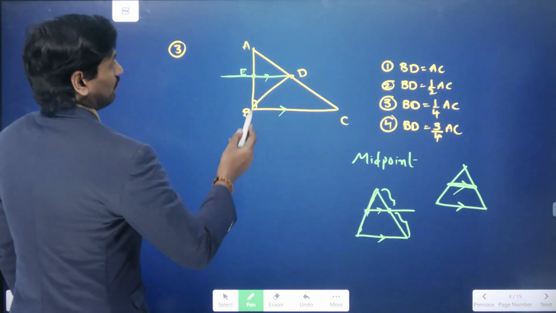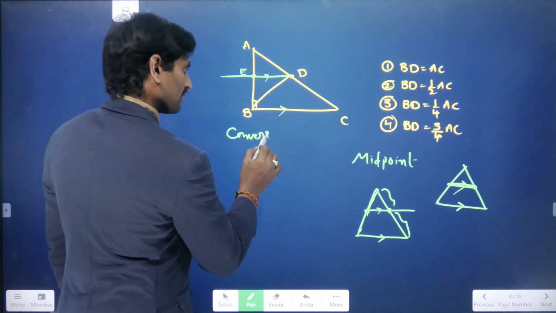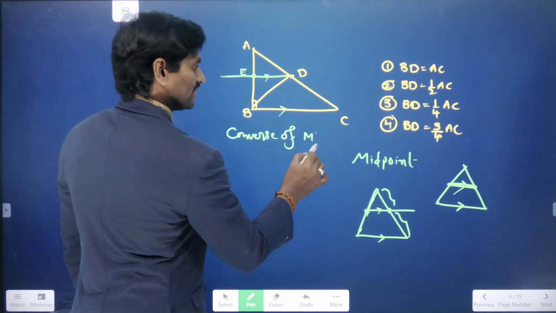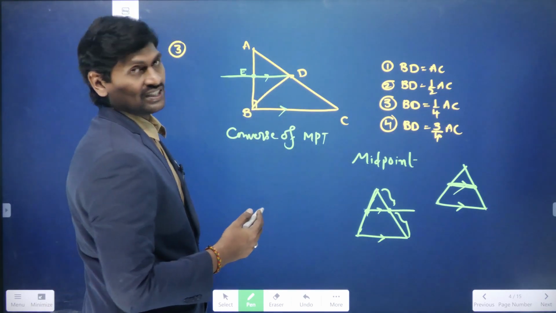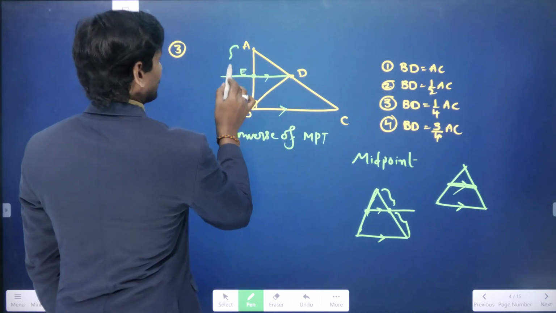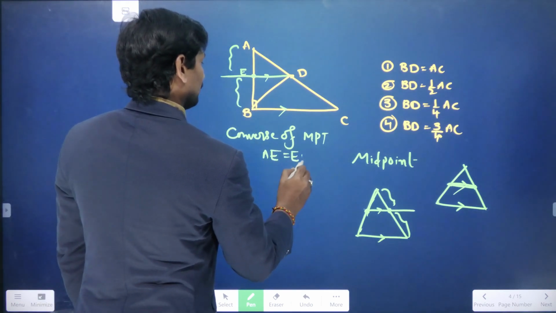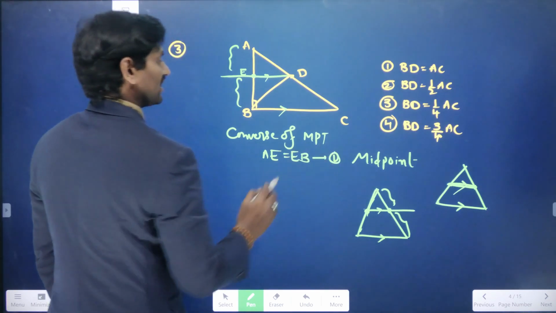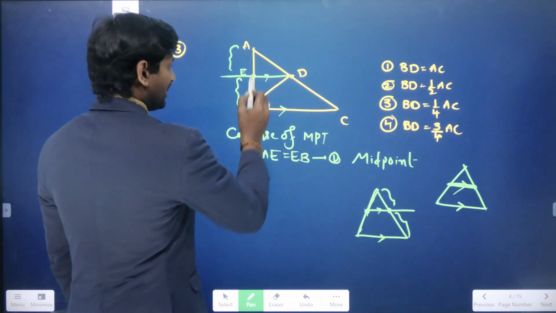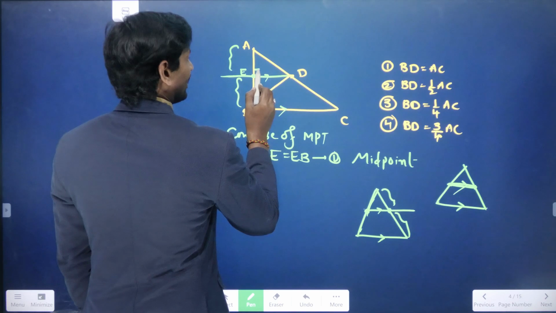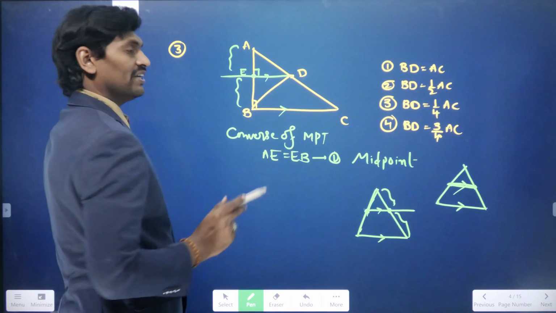From the converse of the midpoint theorem, we can say that DE, a line parallel to BC, divides AB into two equal parts. So we take AE equals BE. Let us consider that equation 1. Now, whenever it is parallel, if you consider AB as a transversal, then angle E will also be 90 degrees. Angle E is 90 degrees, angle B is 90 degrees.